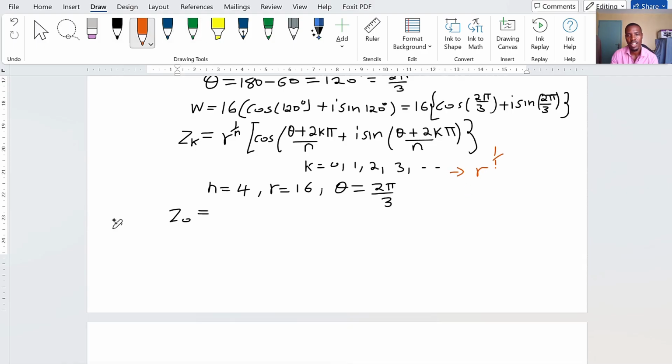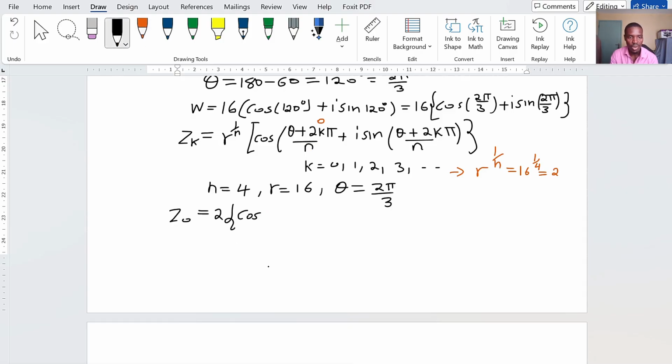So R is power 1 over N, which is just 16 power 1 over 4. The fourth root of 16 is 2. 2 power 4 is 16. So once that is done, I can now move. From this formula, my R will be 2 because it's power 1 over N. Then the first root will be cos. You are substituting K with 0. That is what we are doing. When you substitute K with 0, the whole of this term will be 0. You can see, because 2K will be 2 times 0 times pi. Now you'll remain with your theta alone over N.